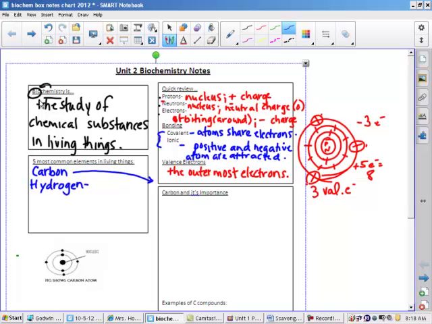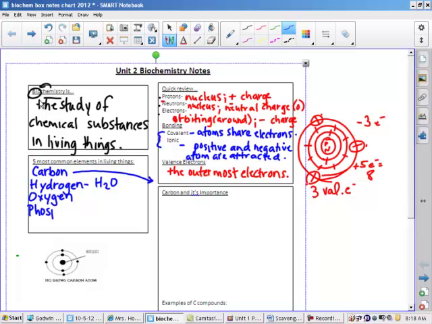Hydrogen is found in a lot of the compounds that we're going to talk about. It's also found in water, right? And we've talked about how common water is in our body. It's 70 to 80% of us, so that makes sense that we're going to have a lot of hydrogen. Oxygen is one of the main elements.